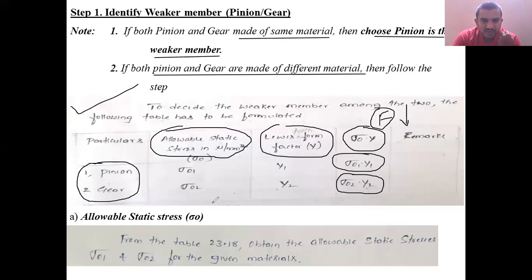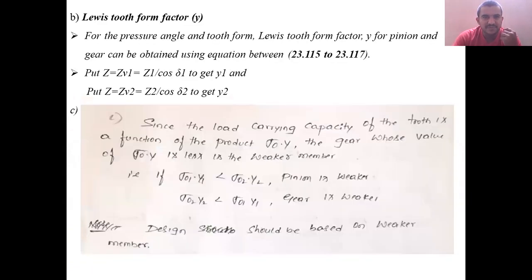Then how do you take the allowable static stress? By referring to table 23.18. That is what we use for the spur gear. In which table do you refer for the spur gear materials? Table 23.18. The allowable static stress for the pinion and gear material you can obtain from table 23.18. Then the next one, the Lewis tooth form factor. How do you get the Lewis tooth form factor?